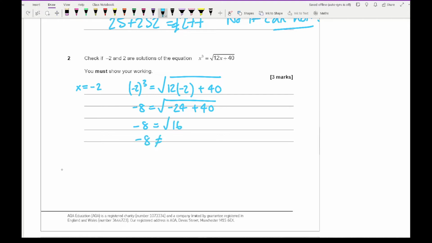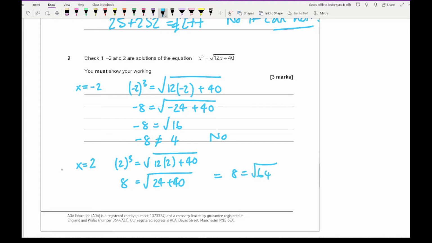Minus 8 is not equal to 16, so there is no. Then if we check x equals positive 2, I'm substituting 2 cubed equals 12 times 2 plus 40, in which I've got 8 equals 24 plus 40, which is 8 equals the square root of 64, which is true, so this one is equal, and so this one is yes. So 2 is a solution, but minus 2 is not.